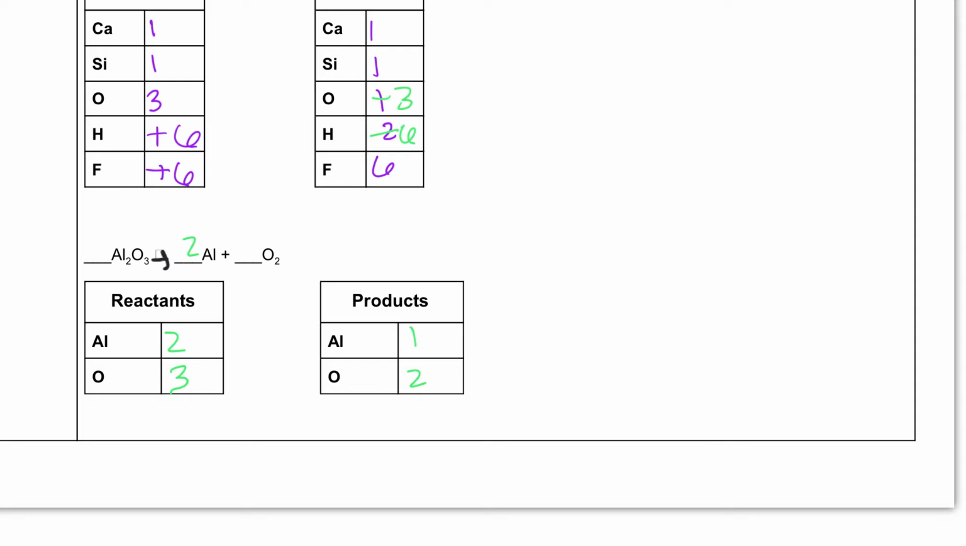So now I need to figure out my least common multiple because 3 and 2, they don't go into each other evenly. So the least common multiple of 3 and 2 is 6. So from 3, how do we get 6? We multiply it by 2. And now I've changed my aluminums to 4. My oxygens are 6. Over on the product side, I have 2.